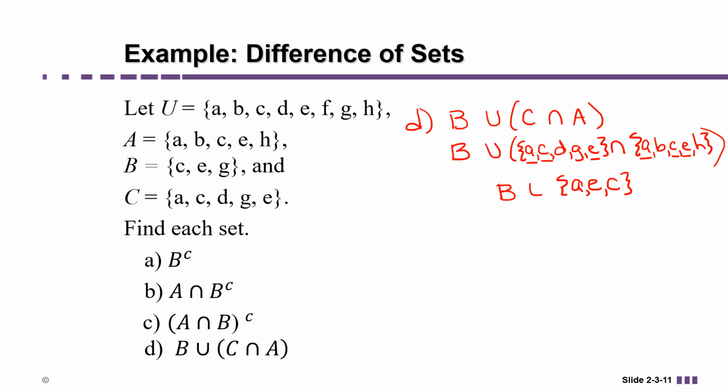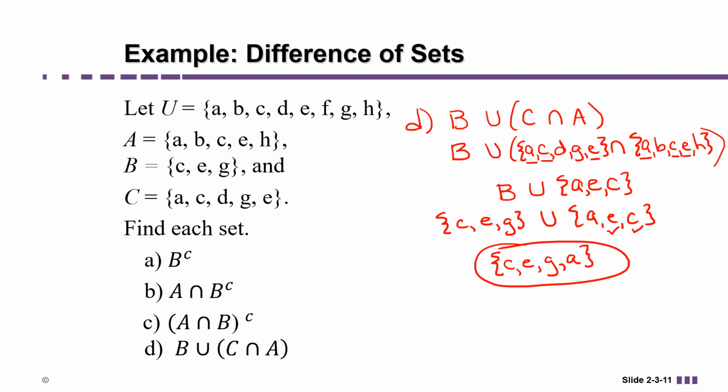And we need to union that with B. But what is B equal to? B is equal to C, E, G. And we're unioning that with A, E, C, which means put it all together into one big set. So I'm going to use the technique of copying down the elements of the first set and then adding to it whatever's missing in the second set. Well, in the second set we have an A, which we don't have yet, but then we already had an E and we already had a C. So this is the union, and we're done.